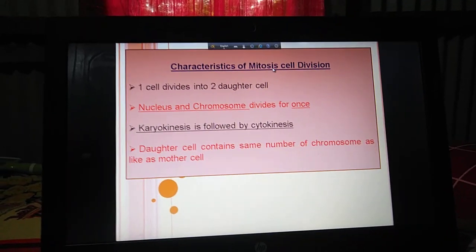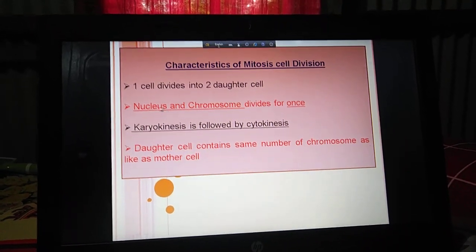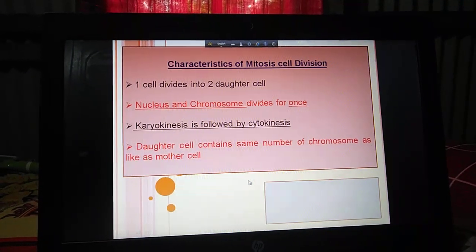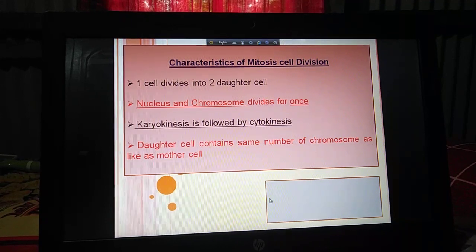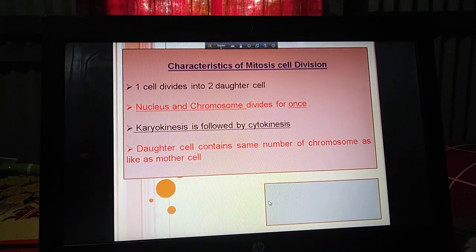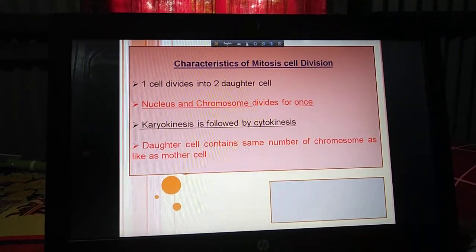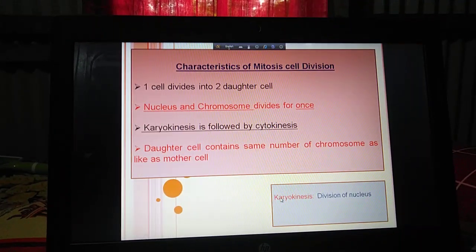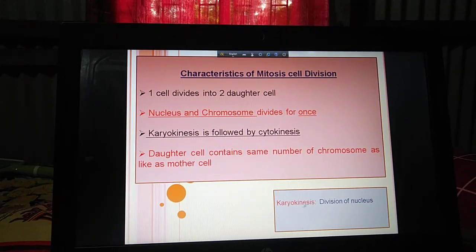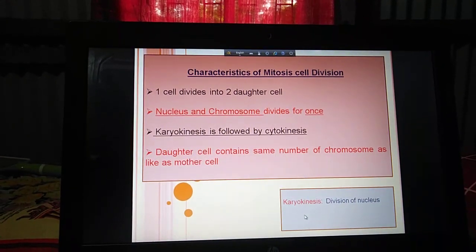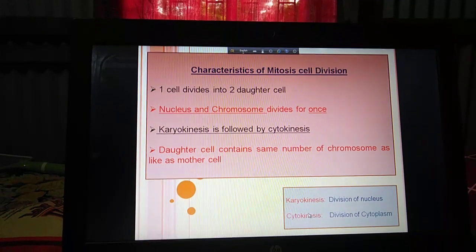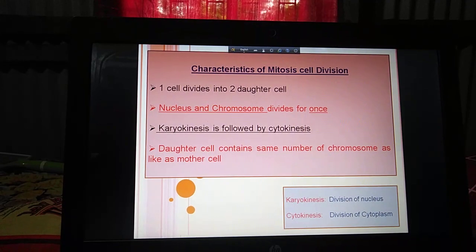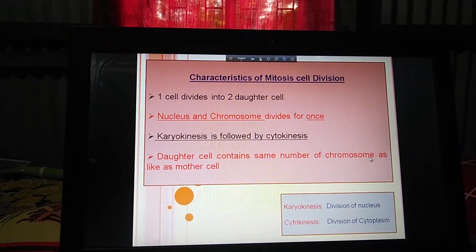Now a question may arise here: sir, what do you mean by karyokinesis? What do you mean by cytokinesis? In our previous figure, we saw that when the division of the nucleus occurs, it is called karyokinesis, because you know that karyon means nucleus. So the division of the nucleus is called karyokinesis. And the division of cytoplasm is known as cytokinesis. So that's all about the definition of mitotic cell division.